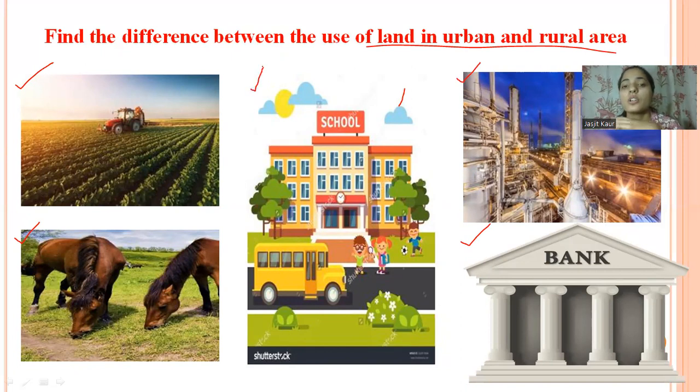So this is how one particular land is differentiated from urban to rural area. Apart from this, you can also tell your experiences in the comment section, how land used in urban areas has been different from the land used in rural areas.